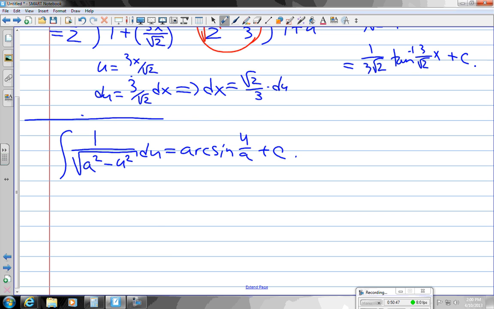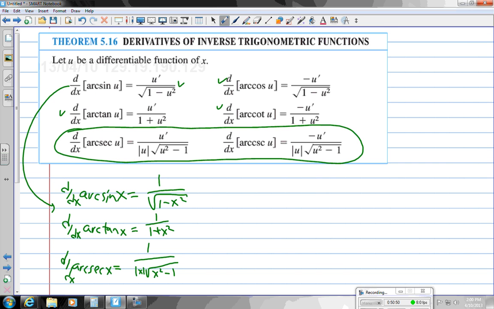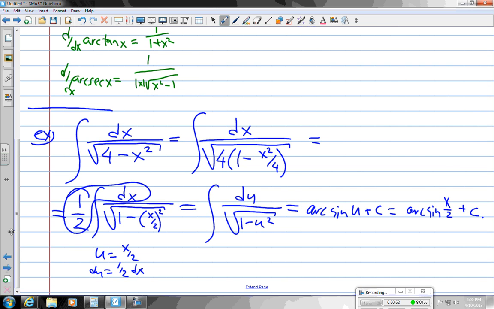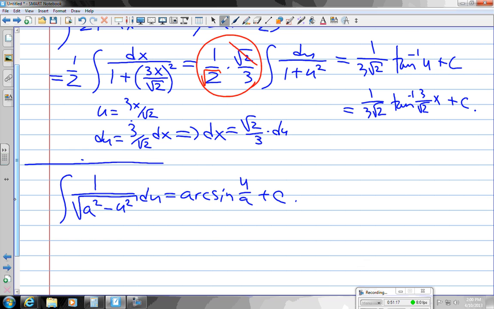Because if we go through the same motions as we did in our example, our a, in this case, if you compare this problem with what I just wrote, with a squared minus u squared, a is 2. Do you know that? And in the end, our answer came out to just arc sine of x over 2, where x is u. And that seems to balance with this rule, right? So arc sine of u over a.